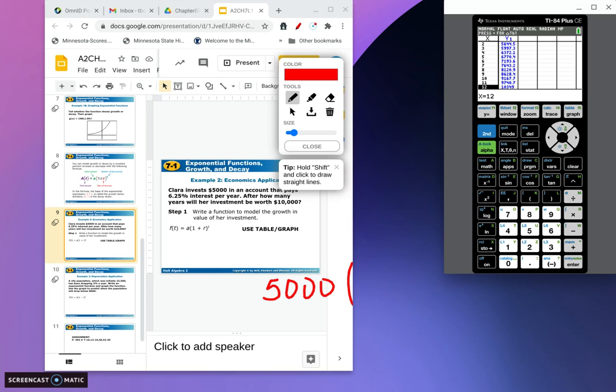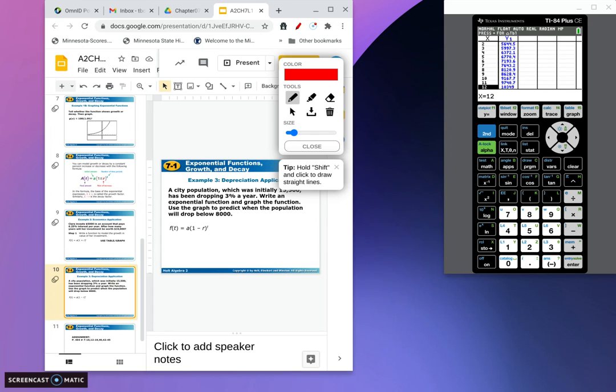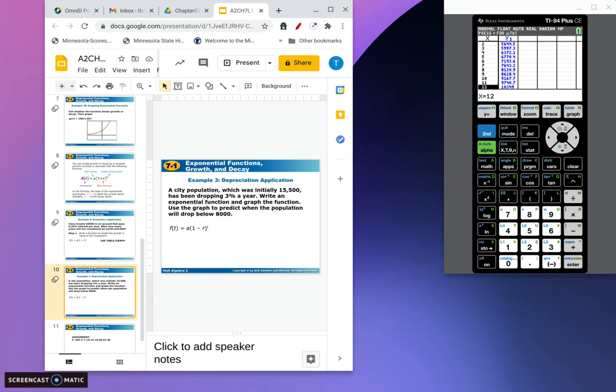So it's nice to be able to use that table mode to scroll and see what's happening and behaving each step of the way. All right, let's try to do another one here. Now this time, using the split screen, let's move that out of the way. What does that say? Okay, $15,500. Population has been dropping by 3% a year. We want to know when it's going to get down to 8,000.